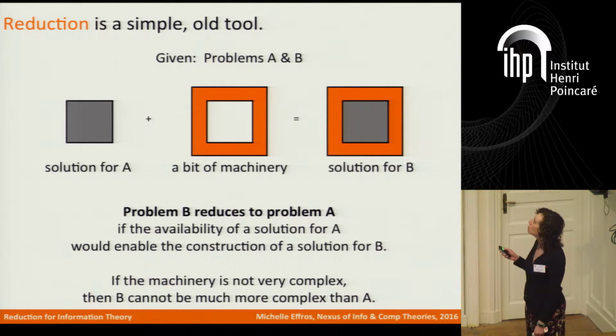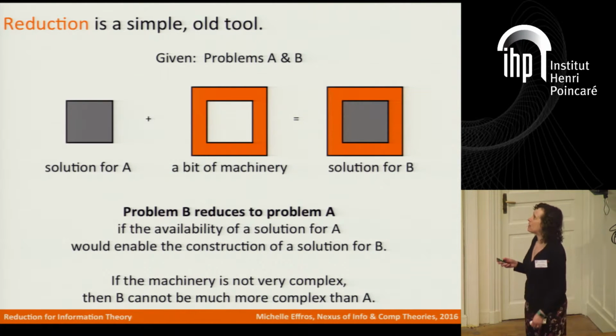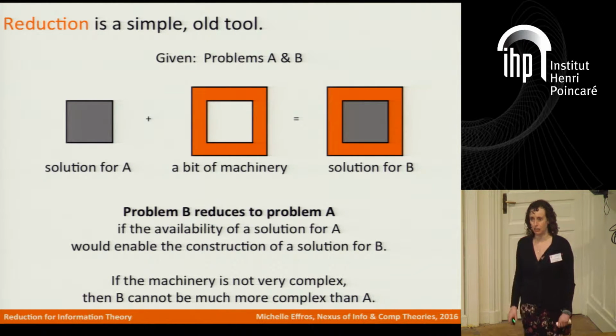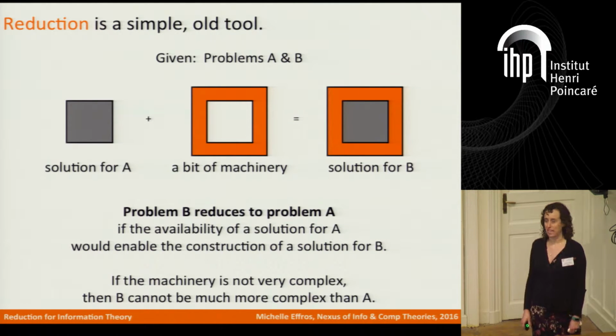We imagine that we're given two problems, I'll just call them problem A and problem B. And we imagine further that we can demonstrate that given any solution for problem A, we can build a bit of machinery such that if you combine the solution for A with that machinery, it will give you a solution for B. In that case, we say that problem B reduces to problem A. Because it's enough to solve problem A, any solution for A can be turned into a solution for B, and so you can always solve problems in B just by learning to solve problems in A.